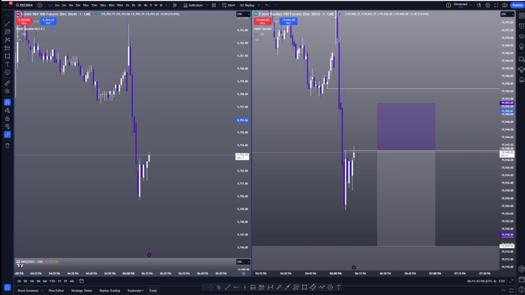Okay, we tapped into the Sibby. I might think about taking a short here, guys. I'm going to short this right now. I'm getting in the shorts.